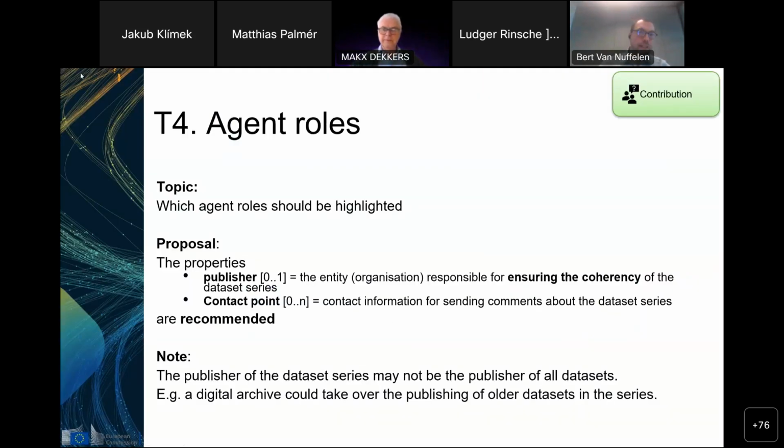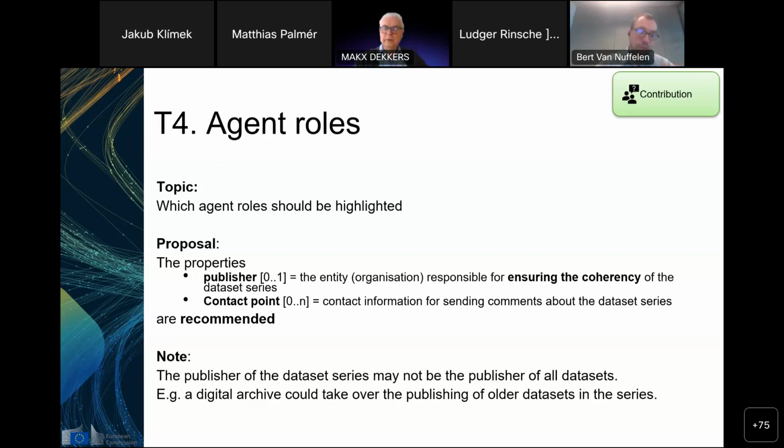Okay, so the next topic on our agenda is agent roles. And the goal is to see what are the agent roles we would like to include. Looking at datasets, we have identified two recommended properties, and the proposal is to take them over and use them as well for dataset series: publisher and contact point. With a slight modification in the objective of the publisher, not maybe only to make it available, but also to ensure the coherency of the dataset series, in the sense that if you are creating the dataset series, you have an intent of some coherency around it, and that you take this role up as publisher, and not just purely as a grouper.